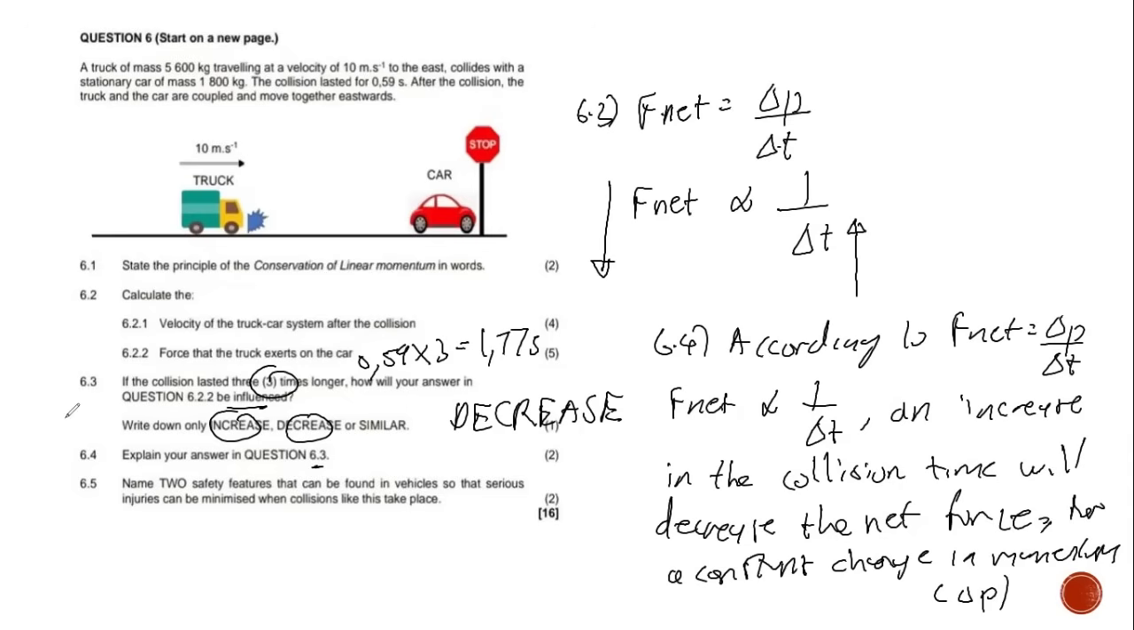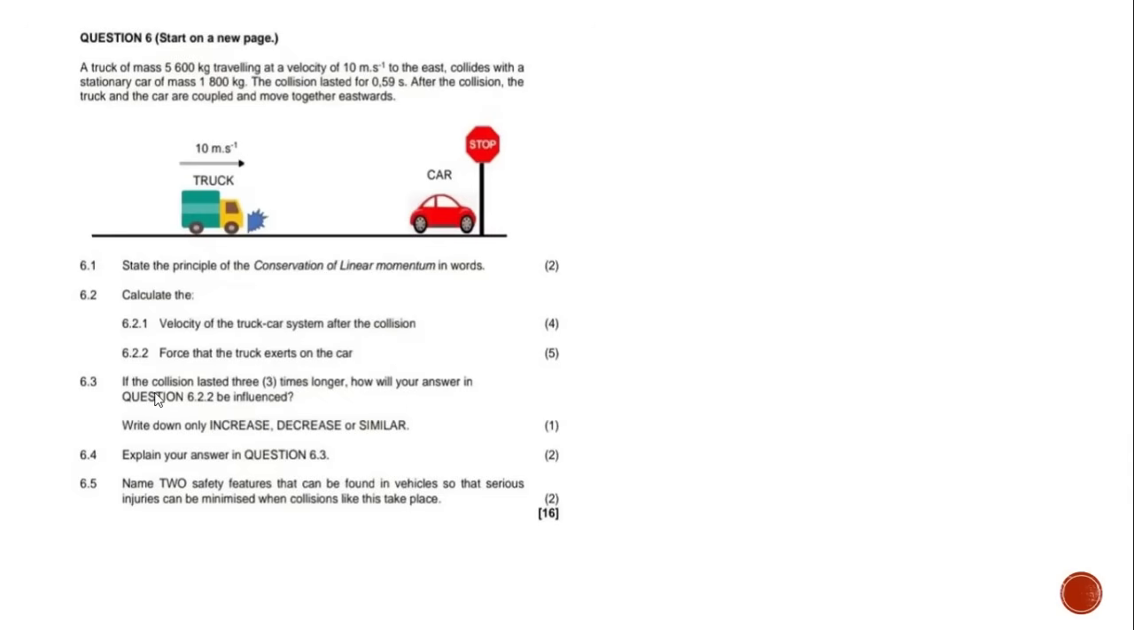We have 6.5. 6.5 says, name 2 safety features that can be found in vehicles so that serious injuries can be minimized when collisions like this take place. Now, you will still remember from our notes that we did mention those safety features that are found in vehicles that minimize the serious injuries when collisions take place.